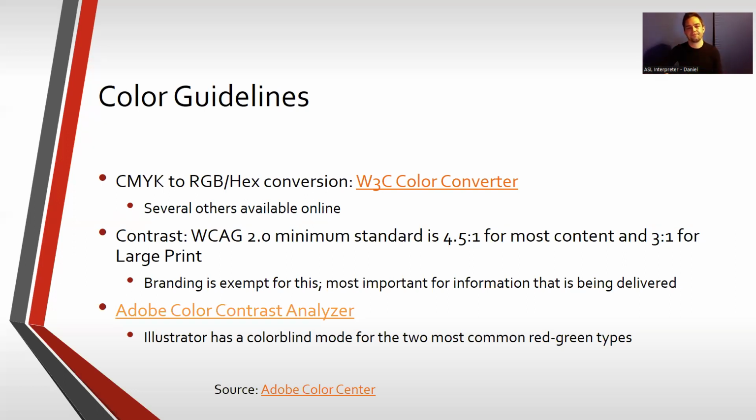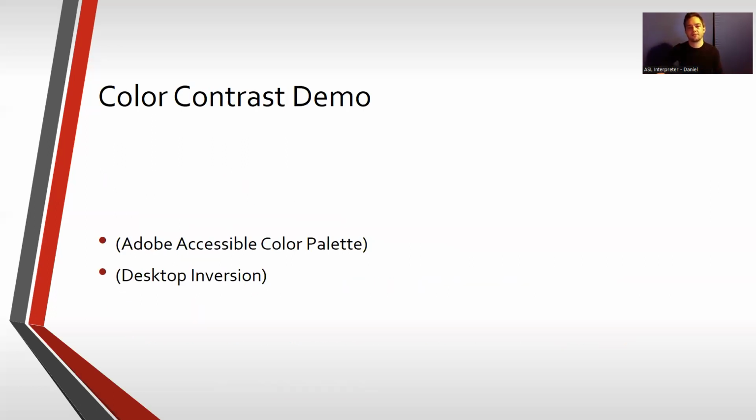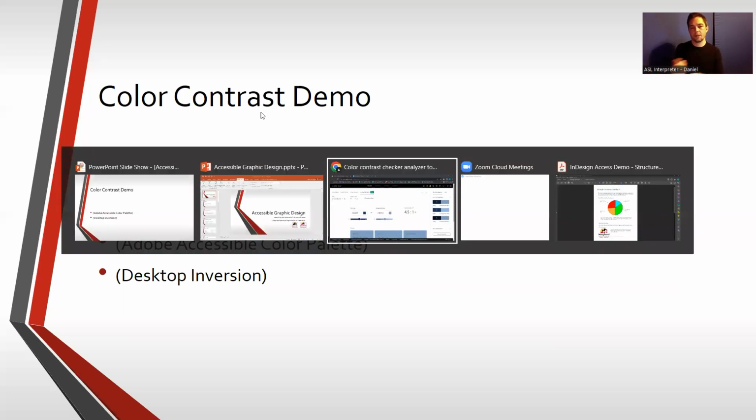In a moment, I will be showing you guys the Adobe Color Contrast Analyzer, a really useful tool. But I do want to point out that if you're working with Illustrator first, it does have a colorblind mode. However, it only shows the two most common red-green types. So if you're using a lot of blues and yellows in your document, Illustrator isn't going to help you there. In that case, you're probably better off going with a different color contrast analyzer. So now let's go ahead and pull that up.